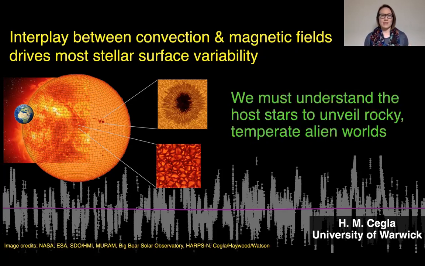So the takeaway is convection, magnetic fields. We need to understand that interplay in the physics governing the stellar surface if we want to unveil rocky, temperate alien worlds in the future.